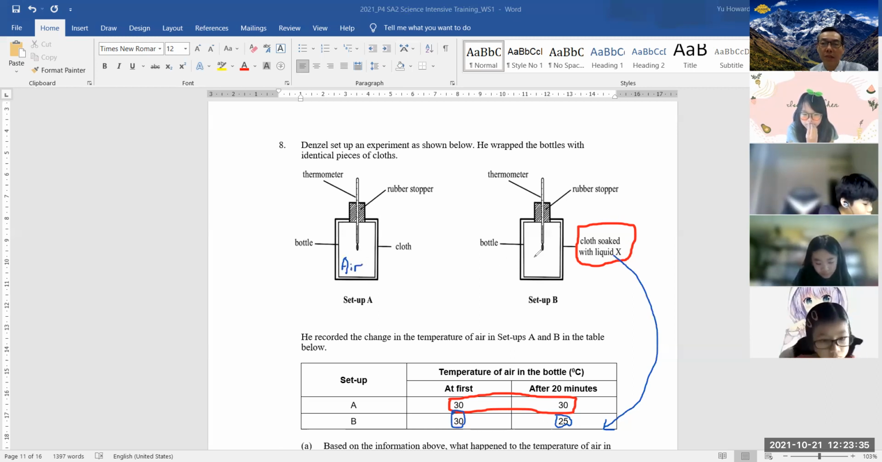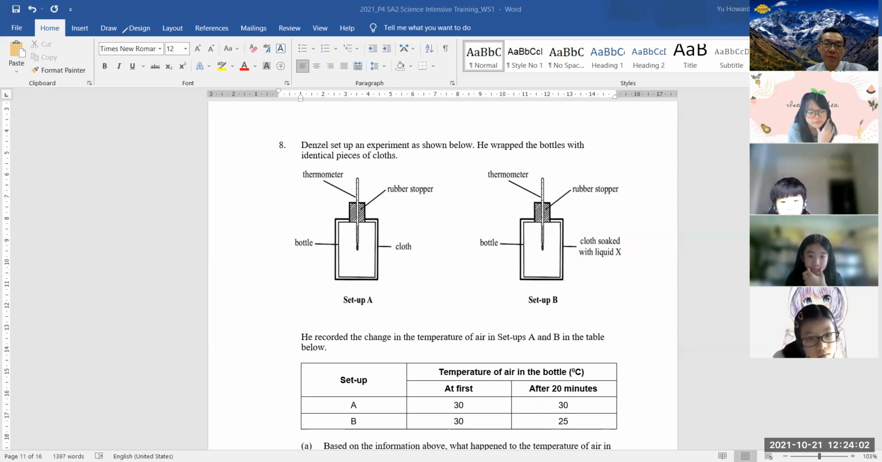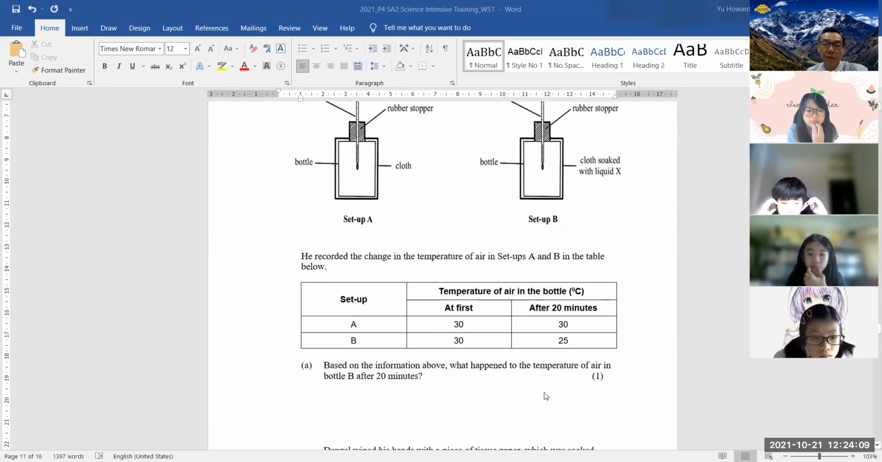Okay. So the thermometer is actually measuring the temperature of the air inside the bottle. That's when this liquid X has caused the bottle to lose heat faster, right? Correct or not? So the concept is this liquid X has caused the bottle in setup B to lose heat faster. So there's a concept they want to test you. So to answer this question, they say based on the information above.